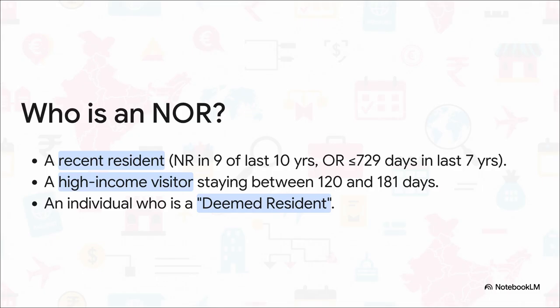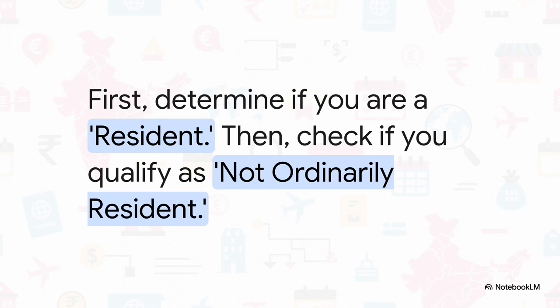Maybe you're a new or returning resident, or one of those high-income visitors we talked about, or even a deemed resident. Getting this status is a huge deal because it can shield your foreign income from Indian tax, which is a major win. So let's just boil it down. It's a two-step process. First, you figure out, am I a resident? If the answer is yes, then you move to step 2. Do I also qualify as not ordinarily resident? It's an absolutely crucial distinction to make.